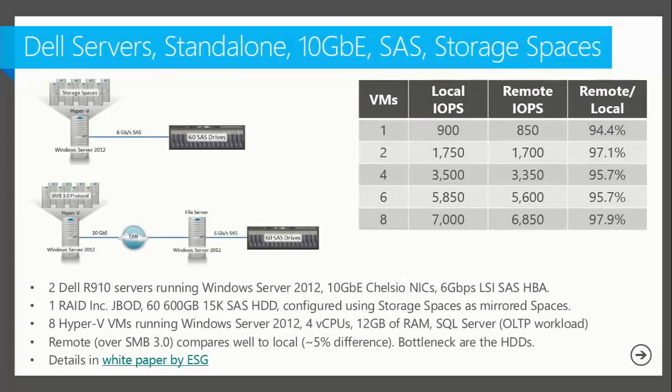Another one, this is a white paper we published comparing SAS drives connected directly to a machine, to a Hyper-V box, then SAS drives connected to a file server connected to the Hyper-V box. Again, showing the configuration running within 5% of the original throughput.